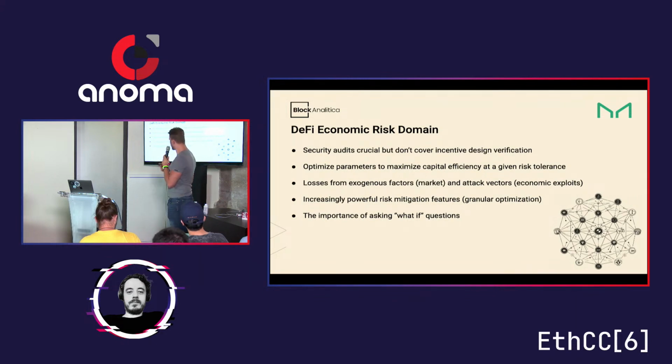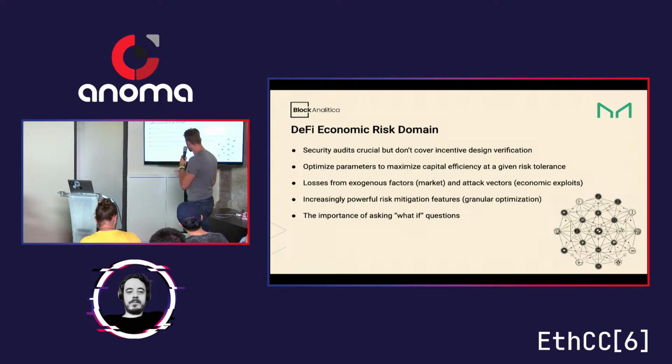And especially in DeFi, the question is often how can we maximize the capital efficiency at a given risk tolerance? The key lever for this is usually different risk parameters in the protocols. This is also important because we need to monitor this over time, as the market changes and we need to adjust these parameters dynamically.